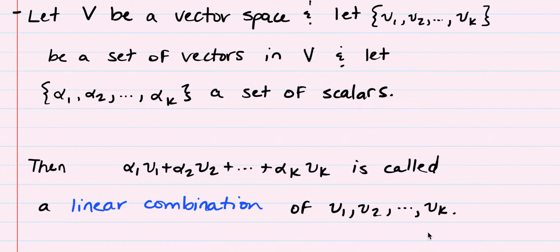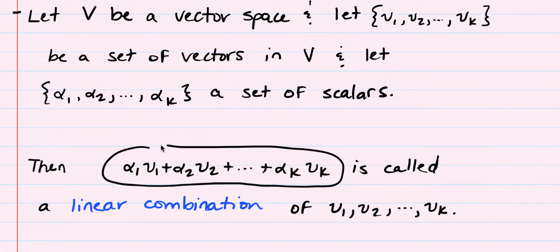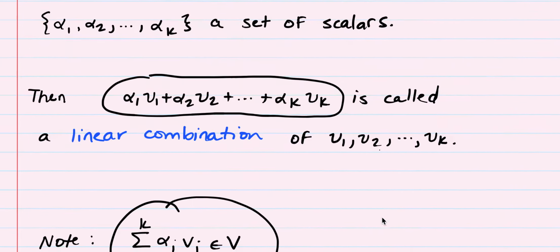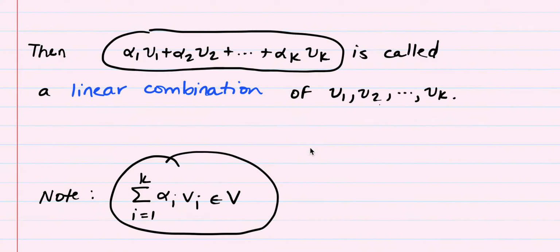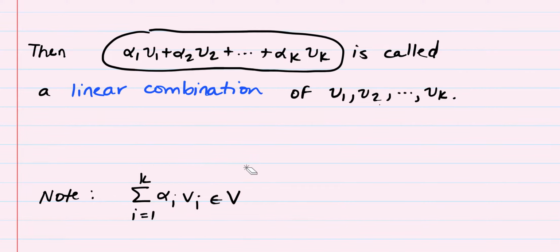So when we have a sum like this, we call this sum a linear combination of the vectors in V. I want you to note that linear combinations of vectors belong to the vector space V, and that's because our vector space is closed under vector addition. So all linear combinations involving as many vectors as you want from the vector space V are going to be in the vector space.